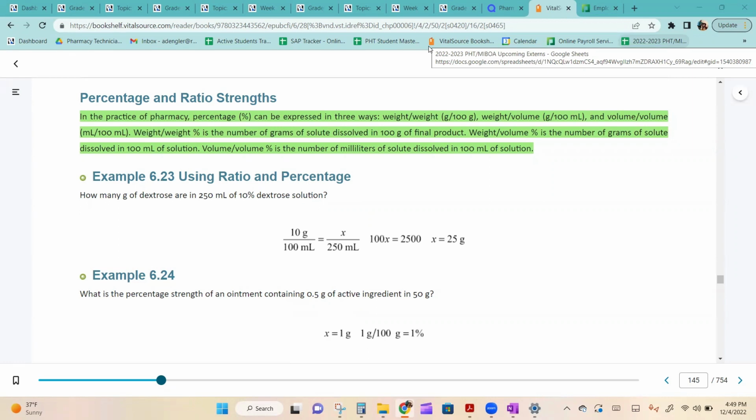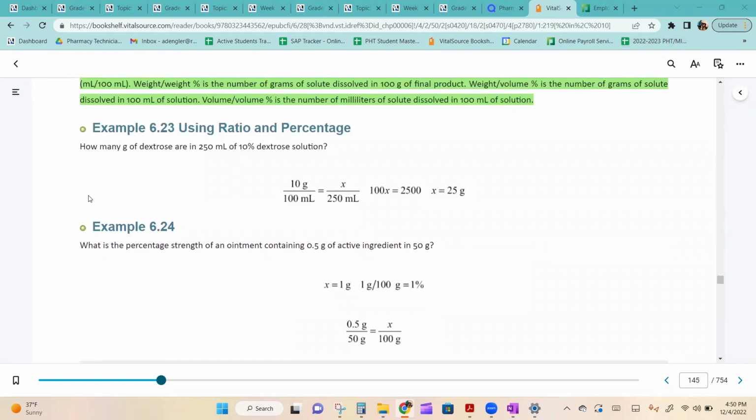Okay, so now we're going to do the ratio and percentage example, so the percentage and ratio strengths. Just a little review from what I just said. In the pharmacy, we use percentages in 3 ways: weight over weight, so grams over 100 grams; weight over volume, grams over 100 ml; and volume over volume, milliliters over 100 ml. You can see that all 3 of those have 100 as the bottom number because percentages cannot be more than 100. If you can just remember that part, this will be a little bit easier. A lot of students get confused by this, and really we shouldn't.